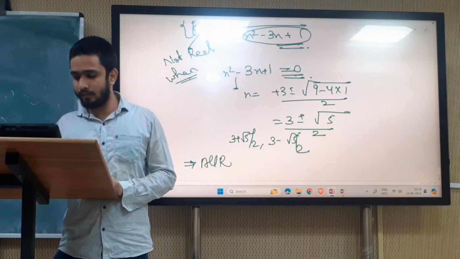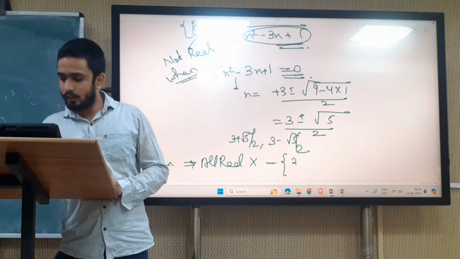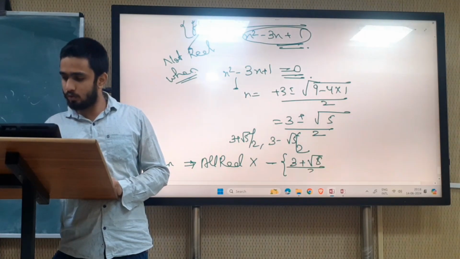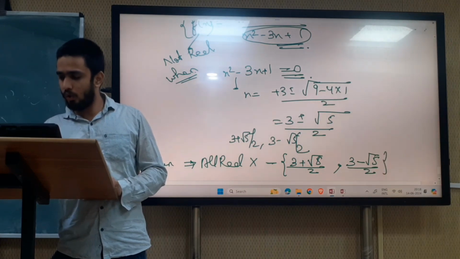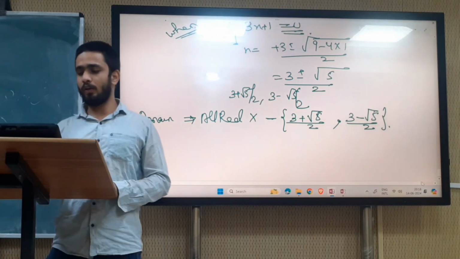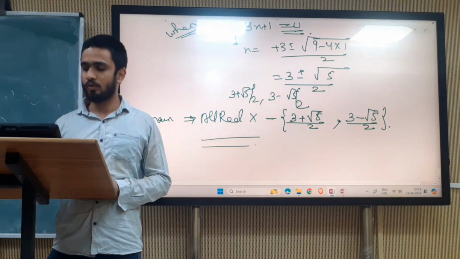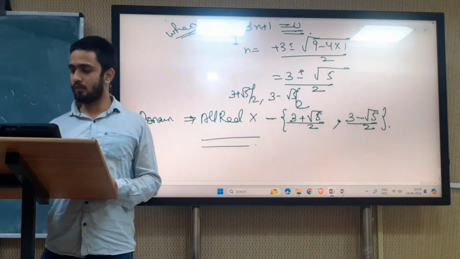So the domain will be all real x minus the points x equals (3 plus root 5) by 2 and (3 minus root 5) by 2. So this is the domain of this f(x). This is how we will find the domain of different functions.